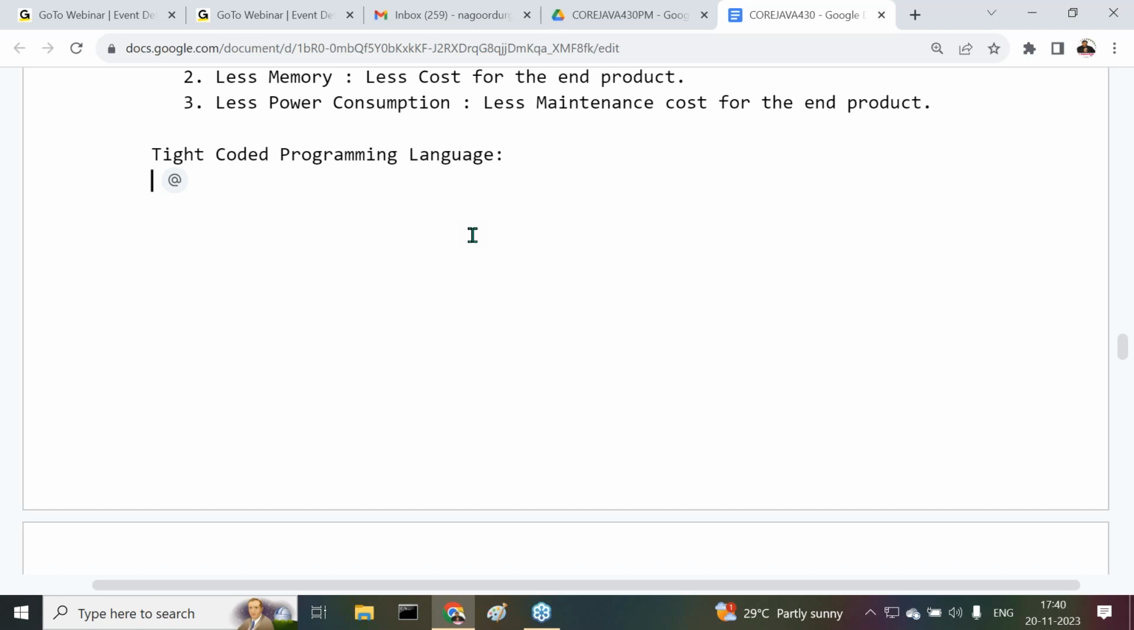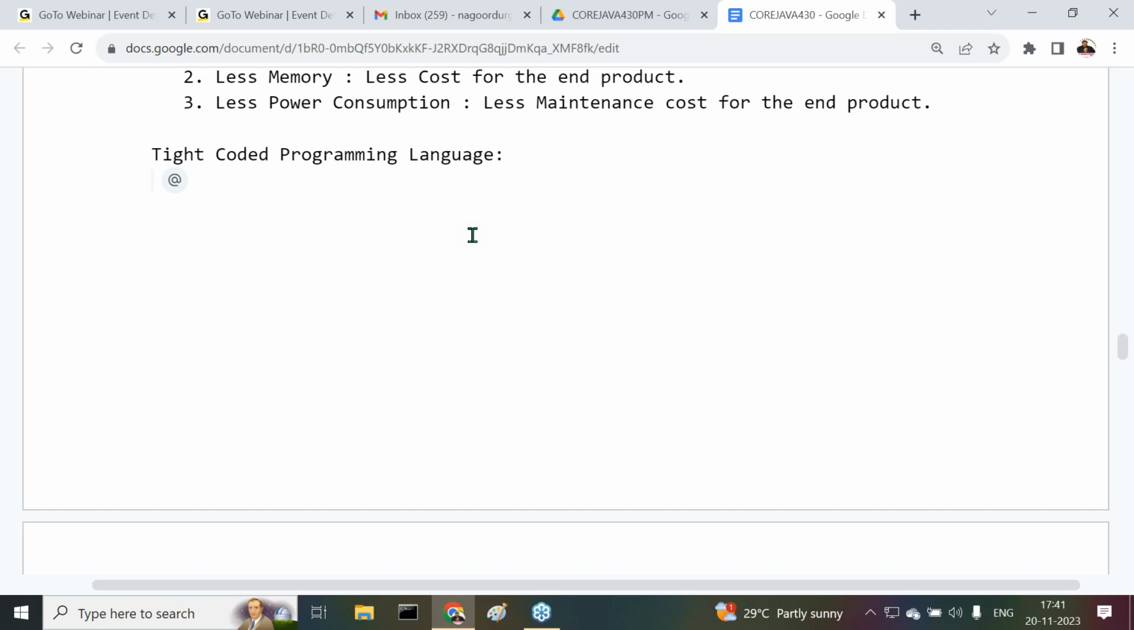Inside this stack, we perform nearly three operations: push, pop, peek. Push means insert an element. Pop means read and remove the element. Peek means only read the top element, not remove it.